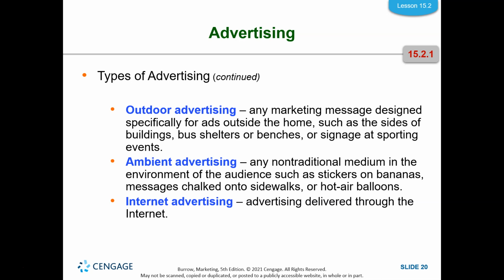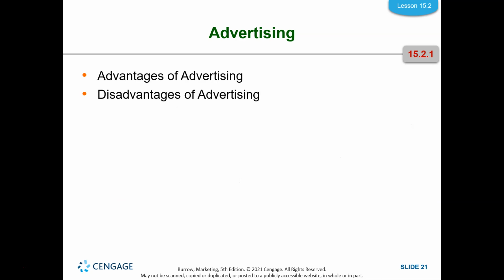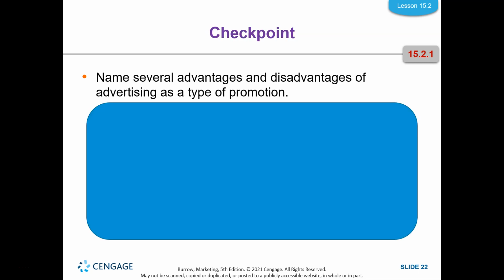Last term on this page, internet advertising. That is advertising delivered through the internet. Pretty easy one. Now, the advantages of advertising and the disadvantages of advertising. Section 15.2.1 is explaining those in great detail on page 427 and parts of 428, so you'll need to go to the textbook for that part and answer this question once you do so.